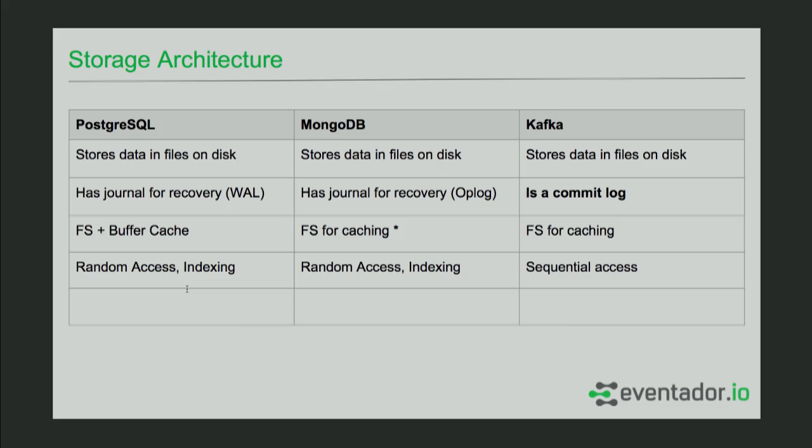MongoDB, with the memory map file system or database engine, uses the file system for a cache, so it doesn't have its own notion of a cache. It just uses the Linux page cache. And same with Kafka. Apache Kafka does not have its own notion of a buffer cache. It simply uses the Linux page cache.